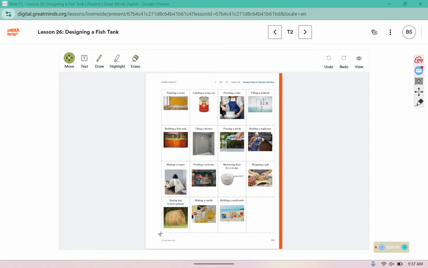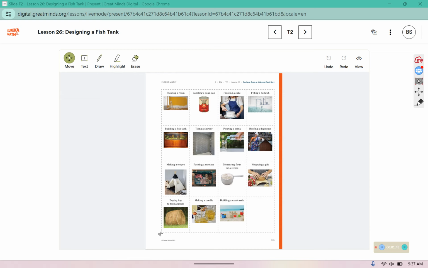Let's go over which ones should be considered surface area. Painting a room, labeling a soup can, frosting a cake, tiling a shower, roofing a doghouse, making a teepee, wrapping a gift, and the one that can be in either category is building a fish tank.